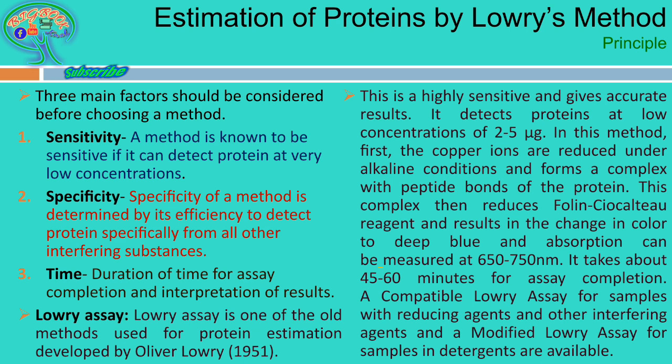But in some labs where raw materials are used, the sample is extracted from that raw material and the particular experiment is done on that sample. So specificity of a method is determined by its efficiency to detect proteins specifically from all other interfering substances. During the extraction of the protein sample from the raw material, we subject it to a number of components, so traces of those components will be present in the sample. Despite those components, the experiment should be able to identify the specificity and give the results. That is the main concern.